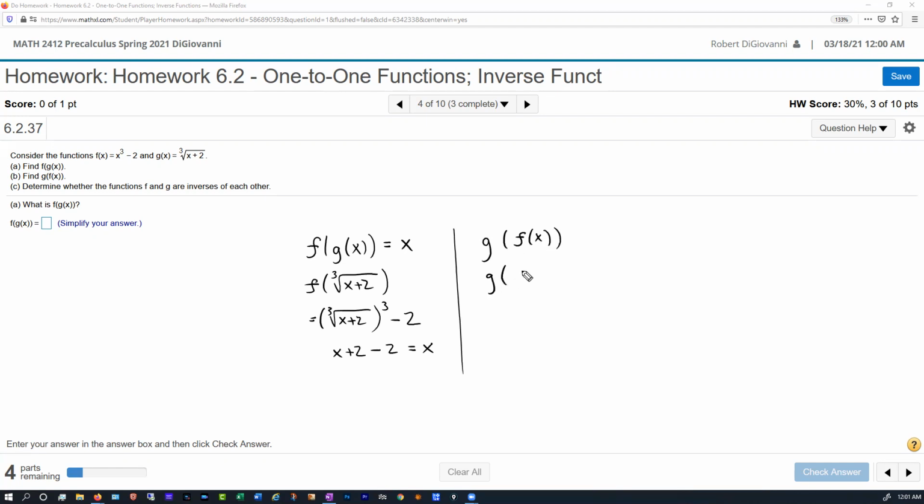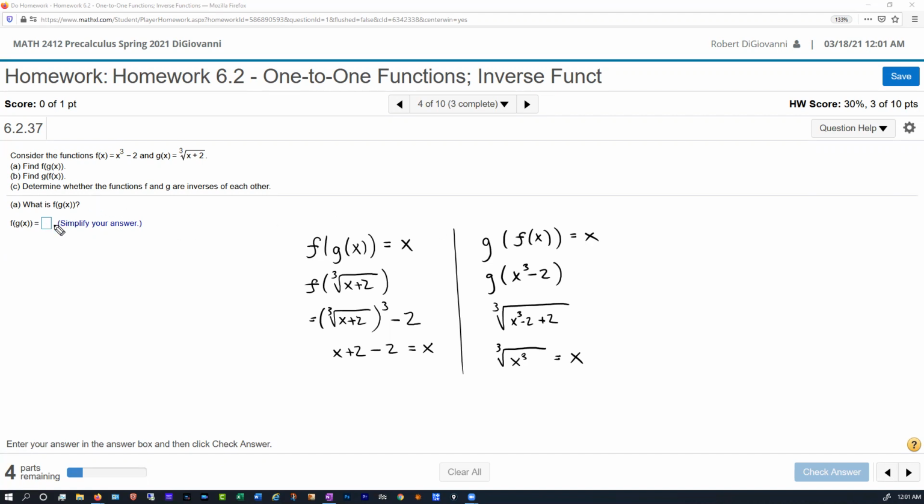So here you take g, inside of it you put the f function, and then this expression goes in right here into g. So we're going to have the cube root of that expression, x cubed minus 2, and then plus 2. If you do minus 2 plus 2, those go away, you just get the cube root of x cubed, and the cube root of x cubed just cancels out and you just get x. So when you do g of f of x, you also get x. And this is what it means to be inverses. You do composition of the two functions one direction, you get x, in the other direction, you also get x.